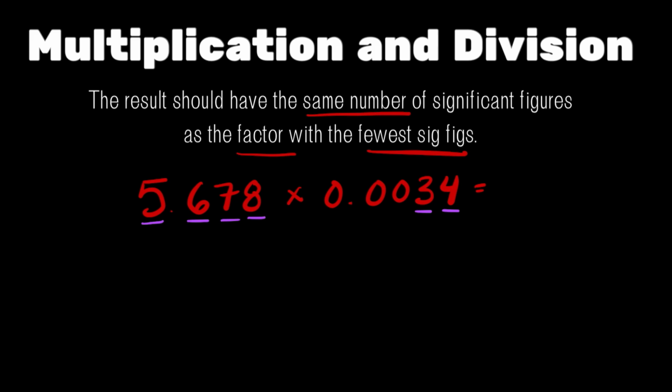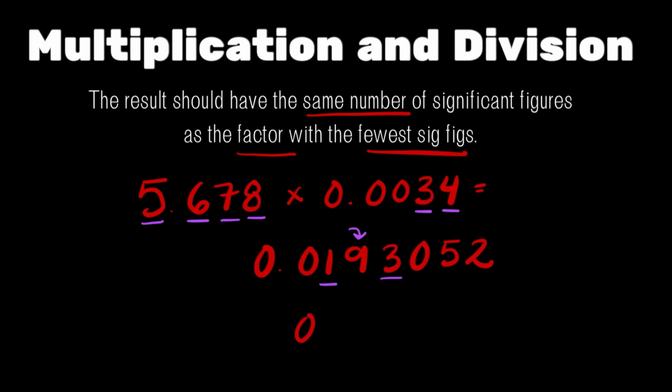If we multiply these, we would get 0.0193052. Our first significant figure is 1. Now, we have to see if we can leave the 9 as it is or if we need to round up. That depends on the number next to it. If it's 4 or below, then we can leave it as a 9. If it's 5 or up, then we have to round up. Since the number next to it is a 3, then we can leave it as 9. Therefore, our final answer would be 0.019.